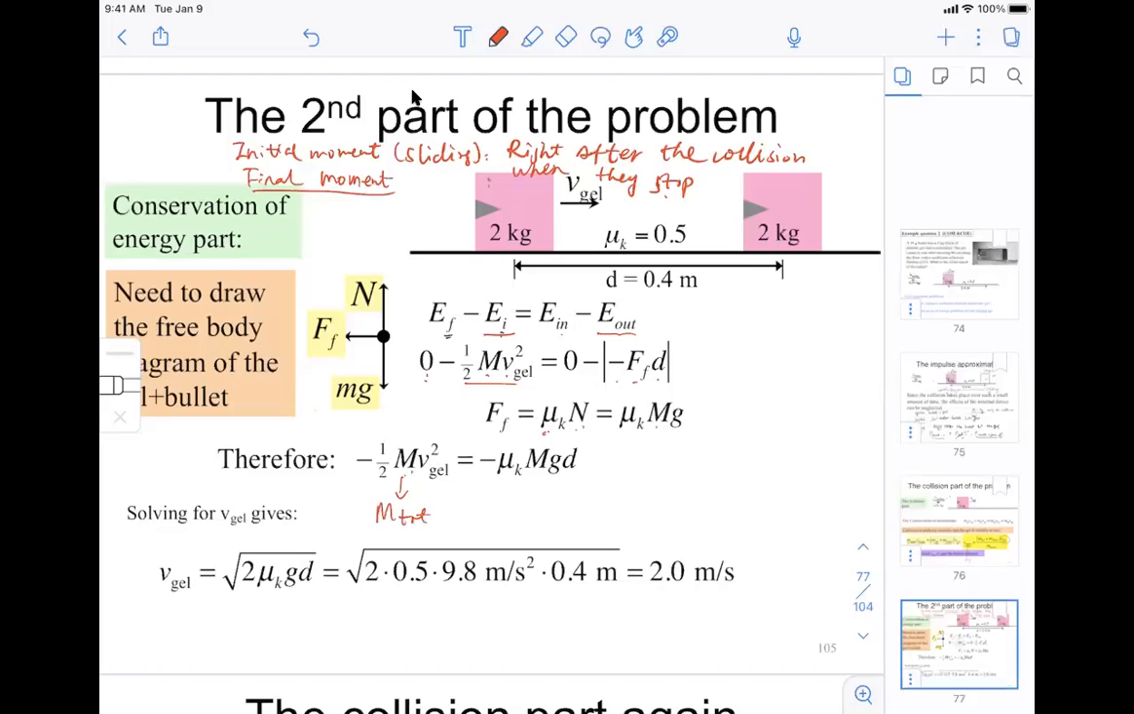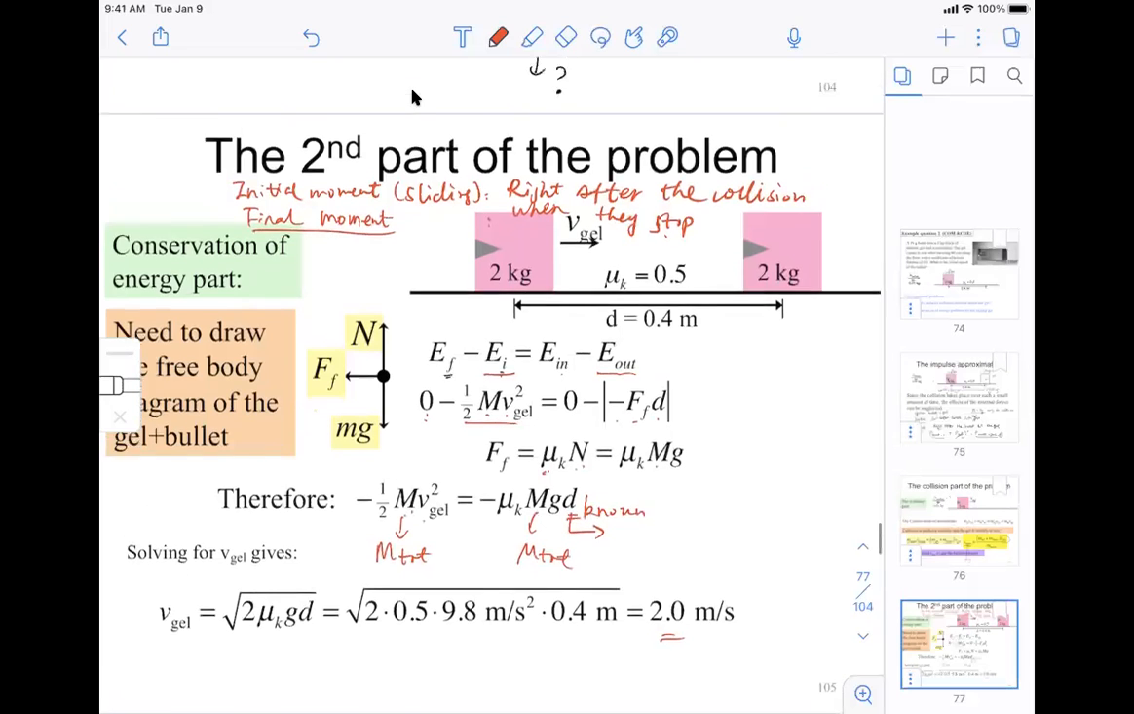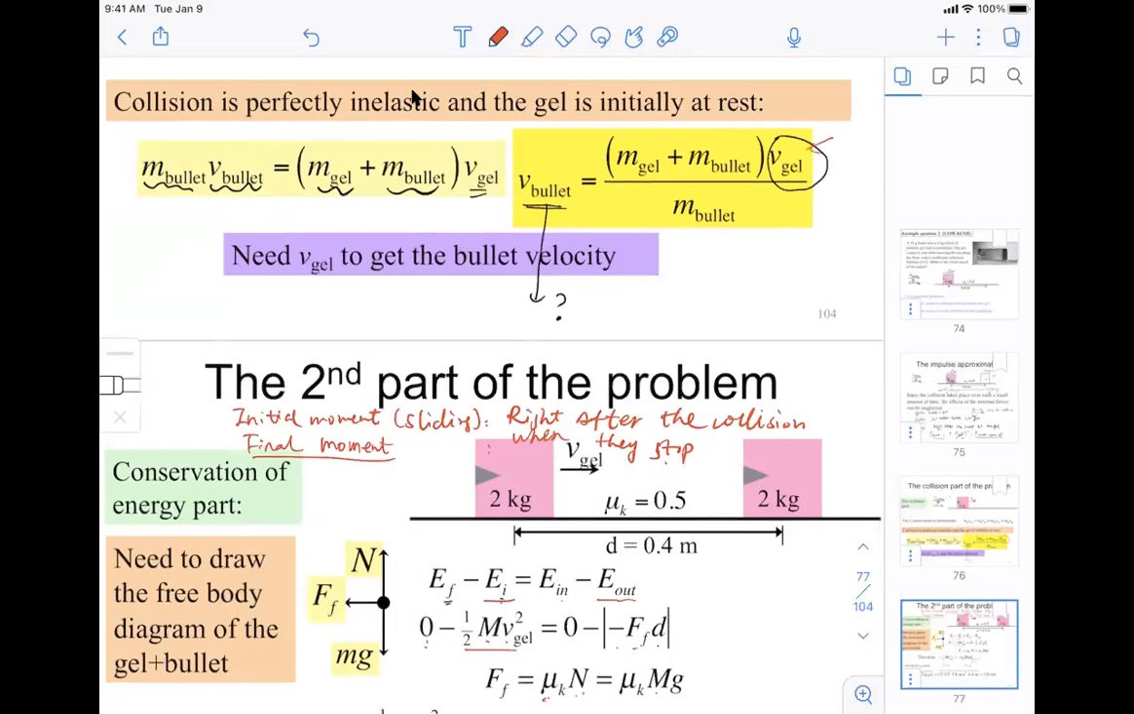Mass total. This is also the mass total for both bullet and gel. You can calculate. It already tells you how far they slide. This is already known. So I can solve for the velocity of the gel, which is 2 meters per second. So once I get the velocity of the gel, I can plug it back in here and find how fast was the bullet shot into the gel.